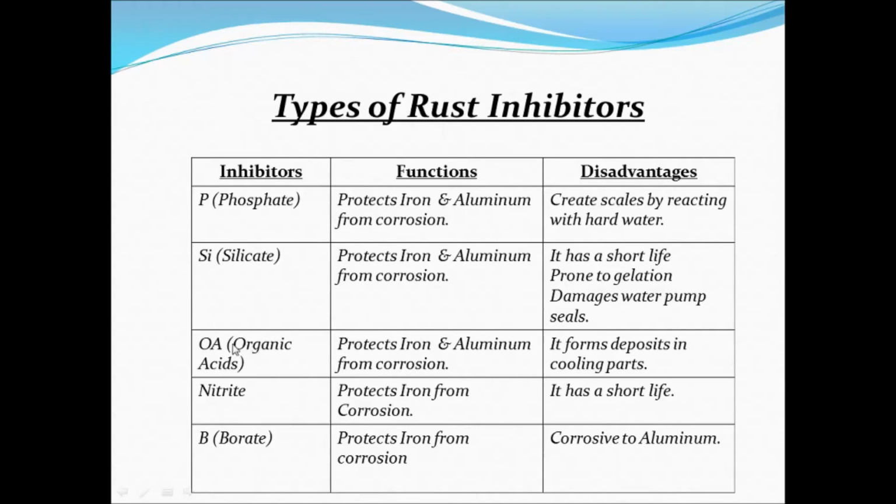The other type is the organic acids. This also protects iron and aluminium from corrosion, whereas the disadvantage is it forms deposits in the cooling parts. Then nitrate protects iron from corrosion, and these are generally used in very old cars where the engine block is made of iron and not aluminium. And the disadvantage is it also has a very short life. Then the borate. The borate inhibitors protect iron from corrosion, but it is very corrosive to aluminum, and it damages the aluminum parts in the car.